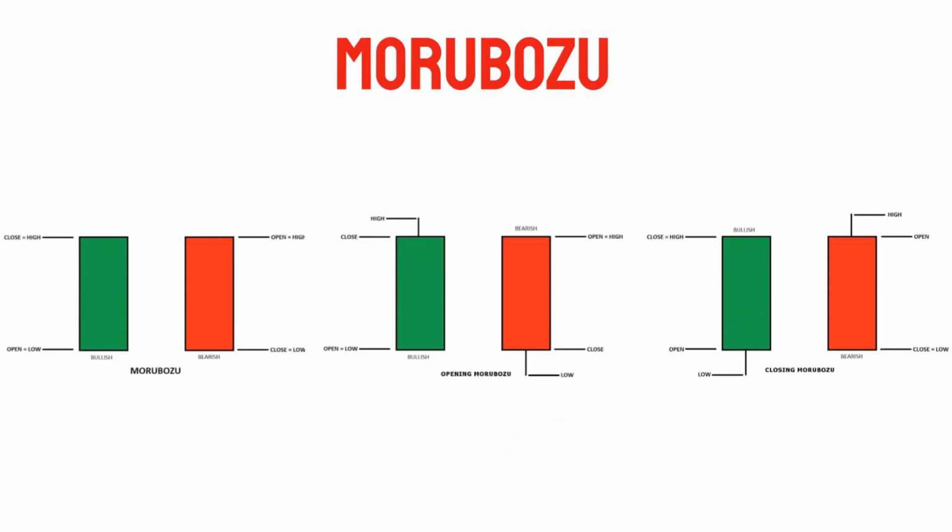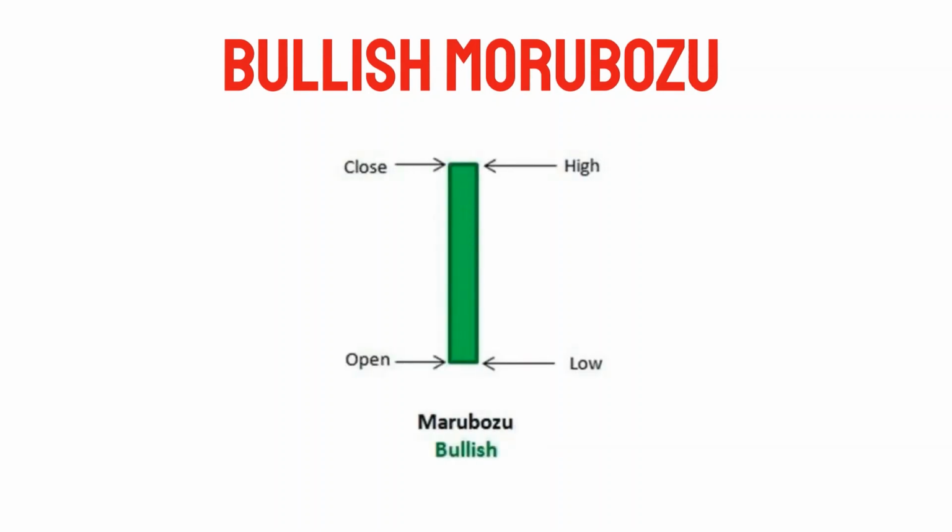But, these are also acceptable forms of Marubozu. A small upper or lower shadow, or both can be seen. But, these should be comparatively insignificant to the size of a candlestick. Bullish Marubozu. The absence of the upper and lower shadow in a bullish Marubozu implies that the low is equal to the open, and the high is equal to the close.